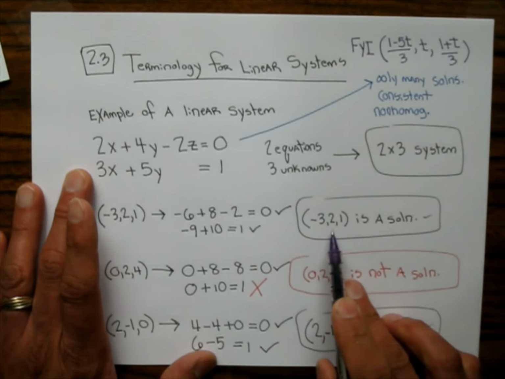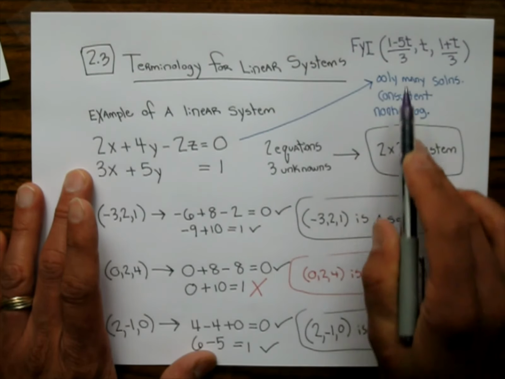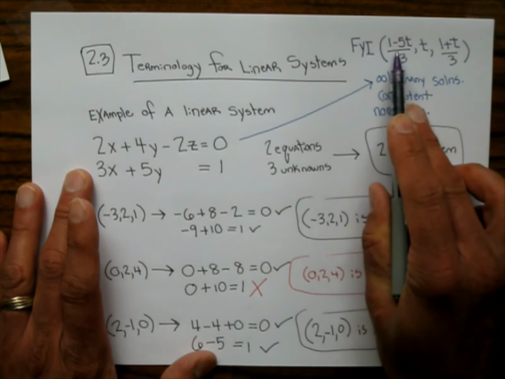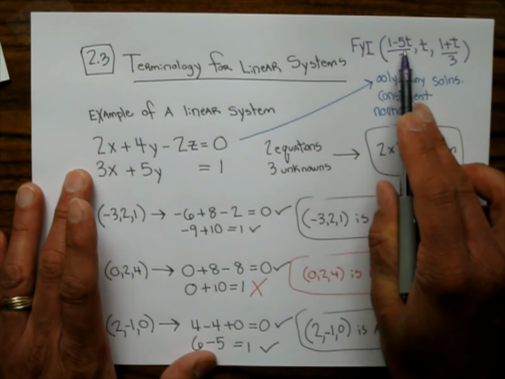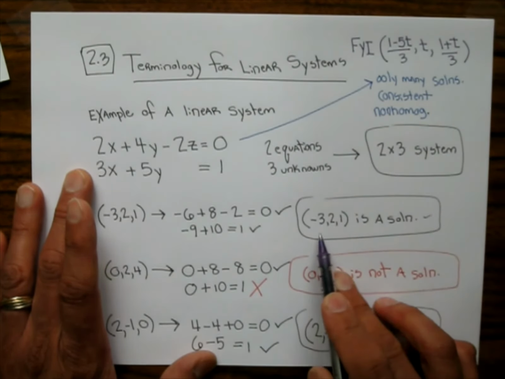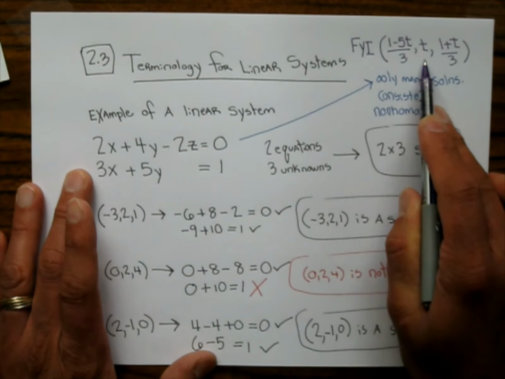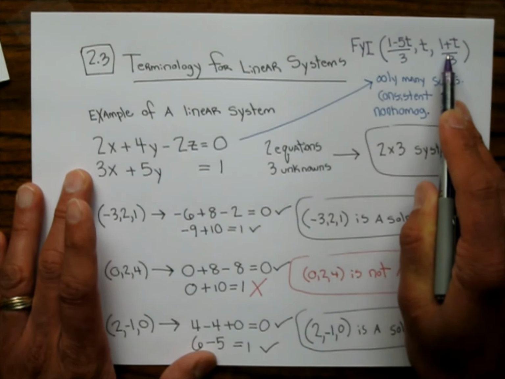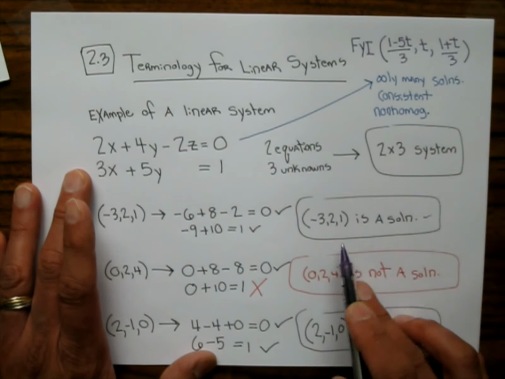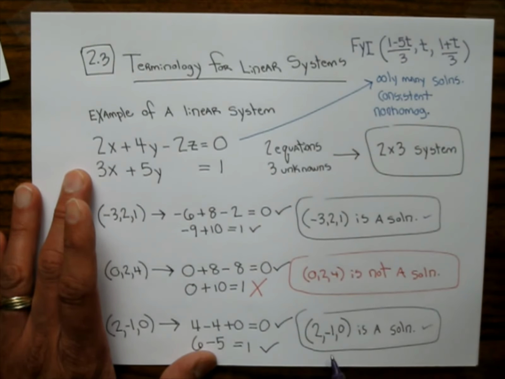In fact, if t is 2, then you end up getting 1 minus 10, which is negative 9 over 3, which is negative 3, and then 2. And then 1 plus 2 is 3, and 3 over 3 is 1. And it captures that one. And then this is the one where t is negative 1, and you can verify that.